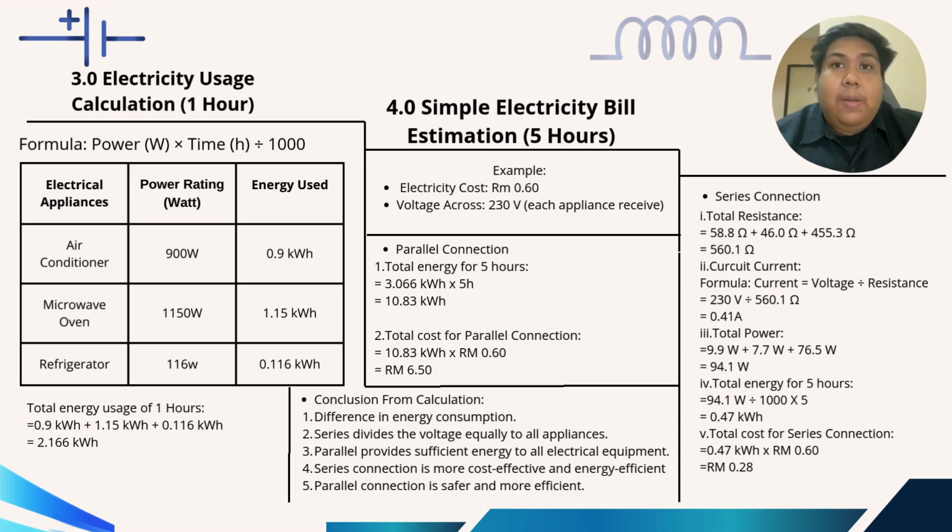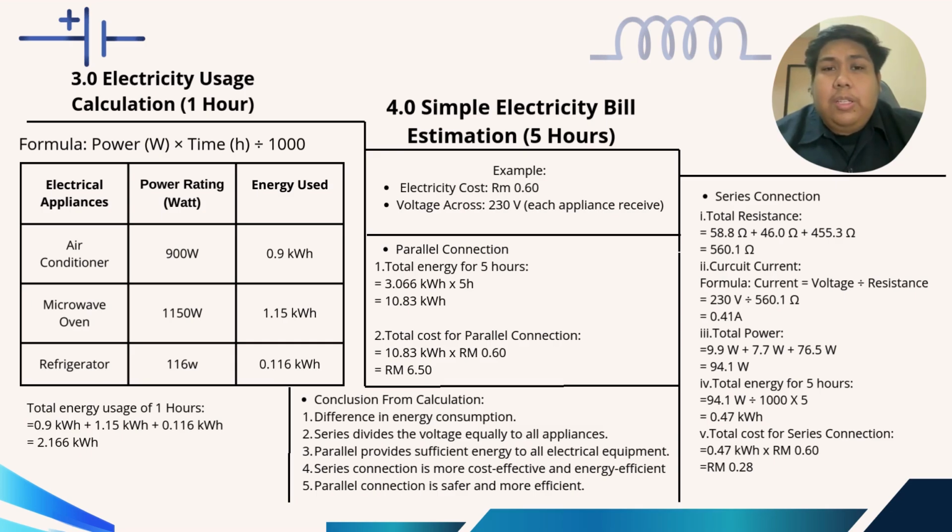Okay, next we go to the series connection because we want to differentiate between the series and parallel connections. For the series connection, we must know the total resistance, the current of the circuit, and the total power. After that, we can calculate the energy use. For the series connection, the energy use within 5 hours is 0.47 kilowatt hour. So the cost that we should spend for the series connection is 28 cents.